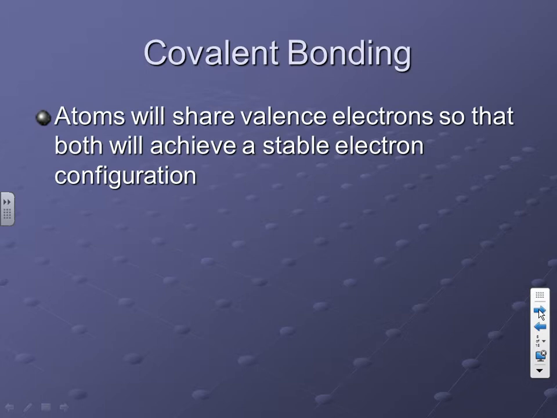So, covalent bonding. Atoms will share valence electrons so that both achieve a stable electron configuration. And we've learned already, right, that a stable electron configuration looks like what? How do we know when something has a stable electron configuration? 8 valence electrons. That's what a stable electron configuration looks like.